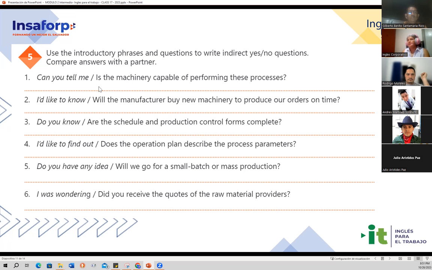As you can see, the first one, we have this phrase, and we have the direct question here. We have different questions here: will, are, does, will, and did. That makes it direct, but we have phrases before that will make it indirect. I was wondering, do you have any idea? I'd like to find out. Do you know? I'd like to know. And can you tell me?